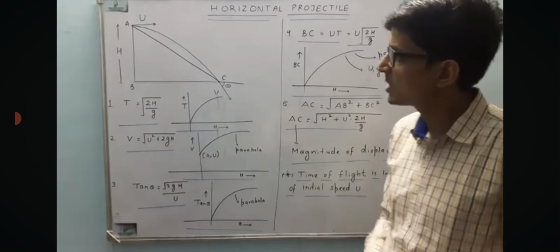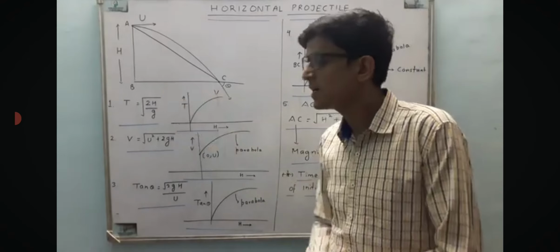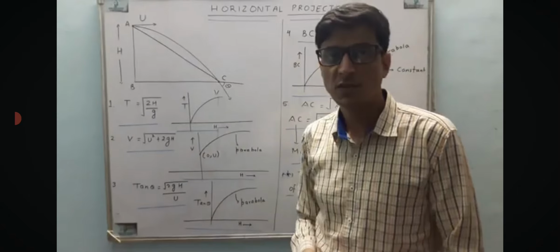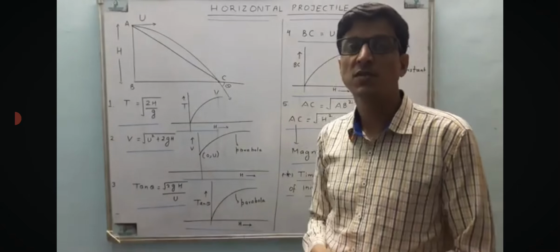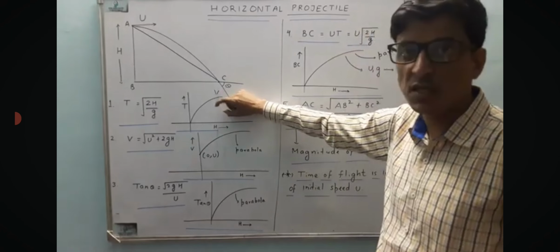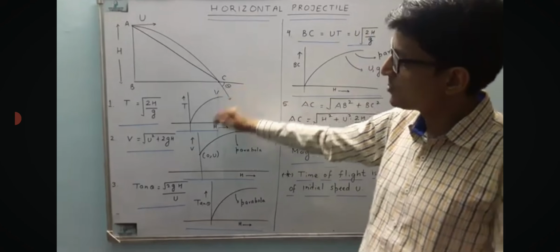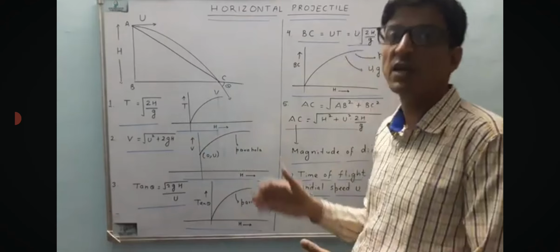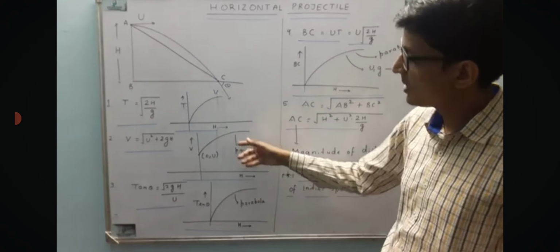The time of flight is root 2h by g. You can simply calculate it using the second equation of motion: s is ut plus half a t square, u is 0, and you get t is equal to root 2h by g. The graph will be a parabola turning toward the h-axis. Then the speed is root of u square plus 2gh. This you can derive by the work energy theorem or using the second equation of motion. The graph will again be a parabola.